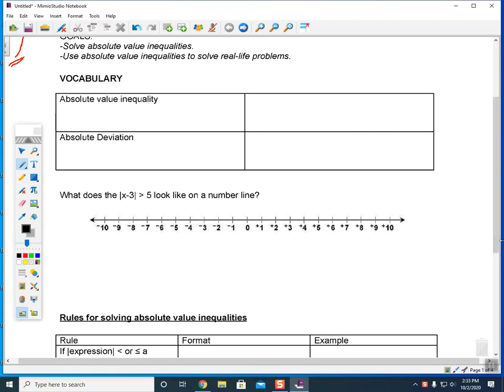So an absolute value inequality is just as it sounds. It's an inequality with an absolute value expression. Okay, it's just as simple as that. It's just an inequality with an absolute value expression.